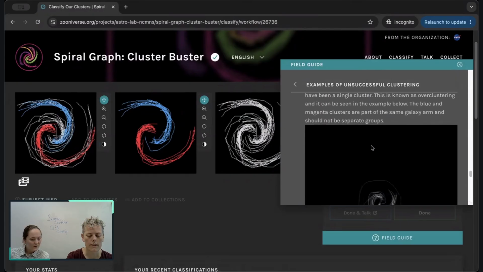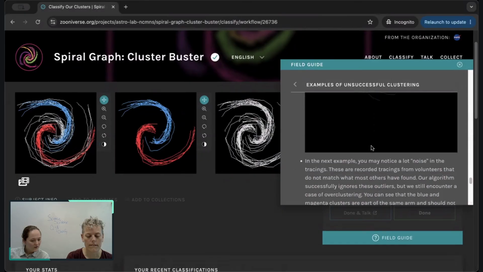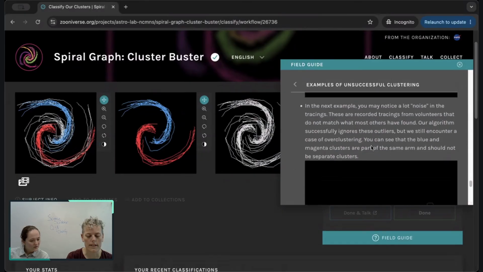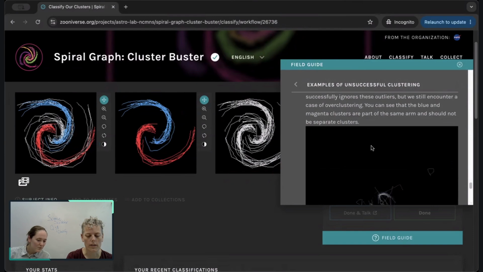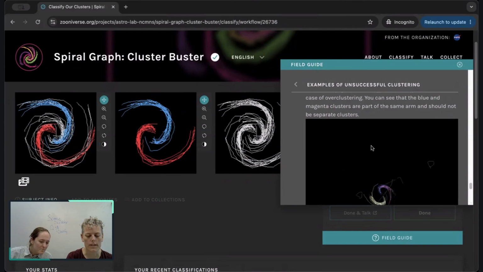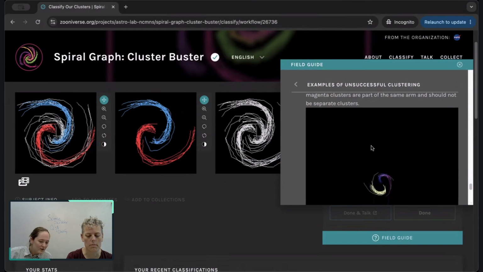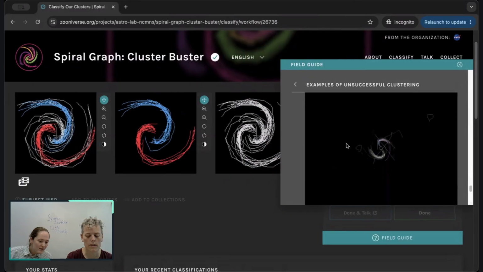A lot of noise in the tracings. It successfully ignores these outliers, but we still encounter a case of overclustering. The blue and magenta clusters are part of the same arm and should not be separate clusters.